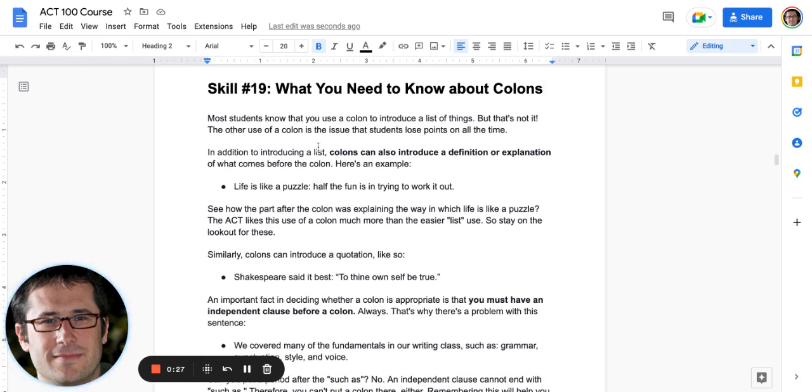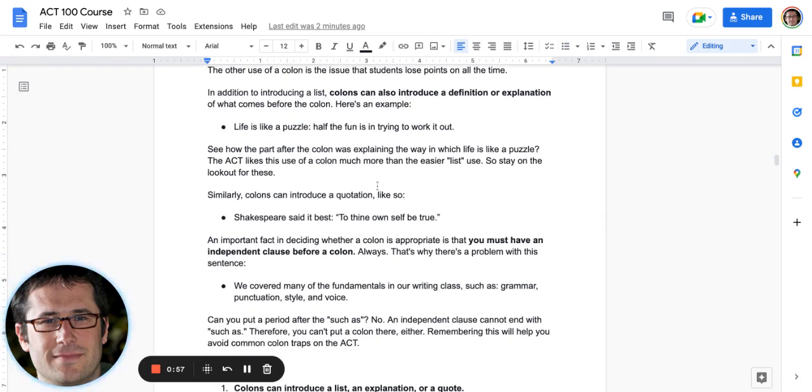So in addition to introducing a list, here's the key. Colons can also introduce a definition or explanation of what comes before the colon. All right, here's an example. Life is like a puzzle: half the fun is in trying to work it out. So this part, half the fun is in trying to work it out, is explaining the way in which life is like a puzzle. Okay. The ACT likes this use of a colon much more than the list. So this is what you have to be on the lookout for.